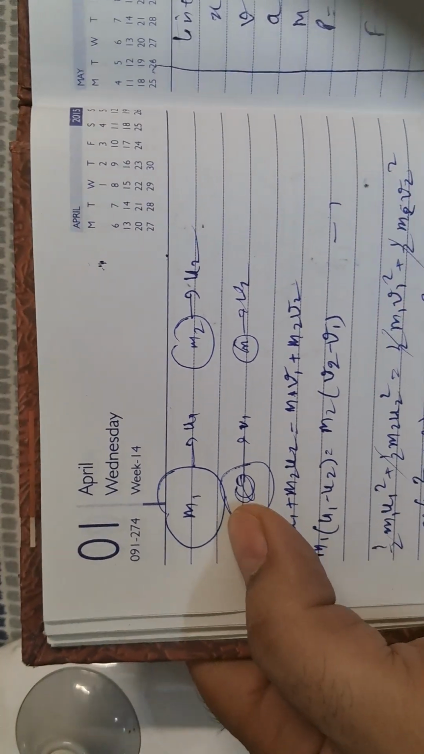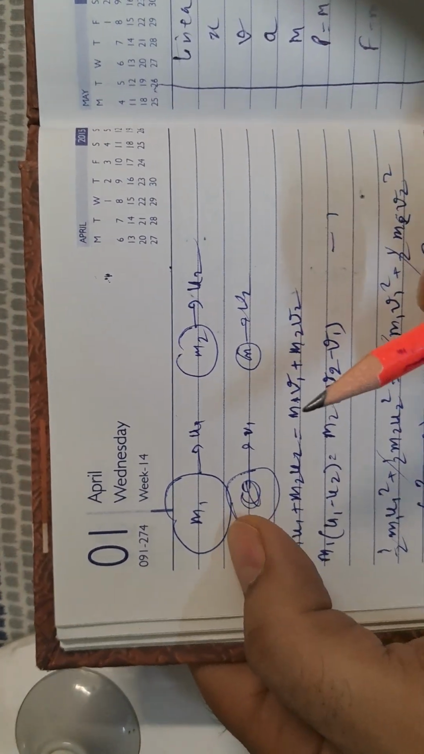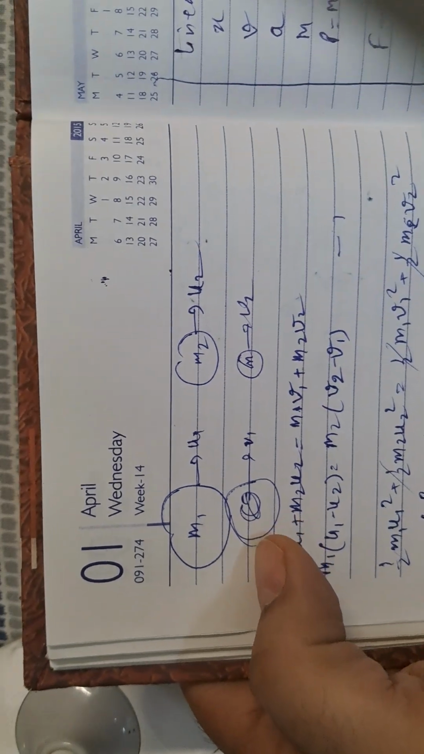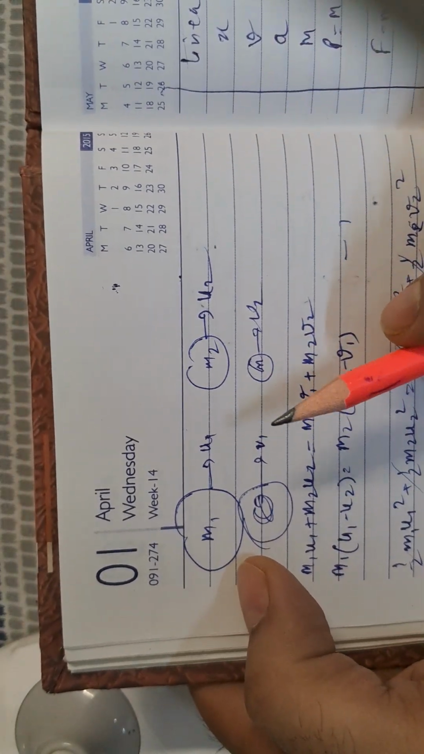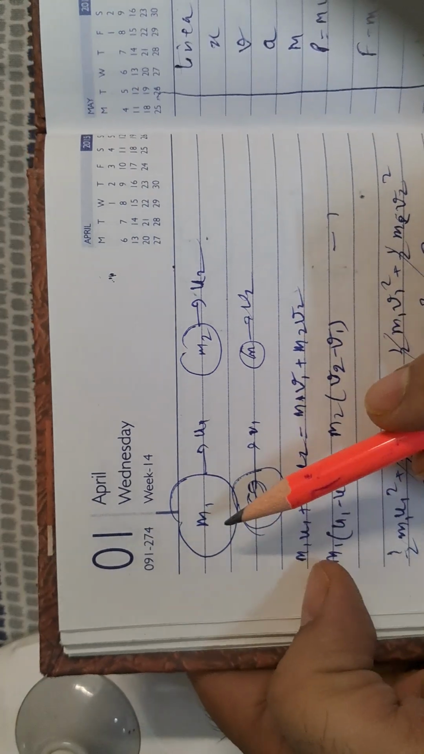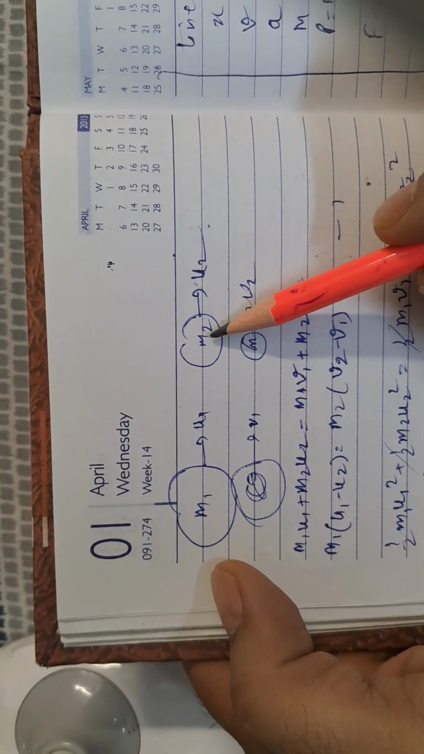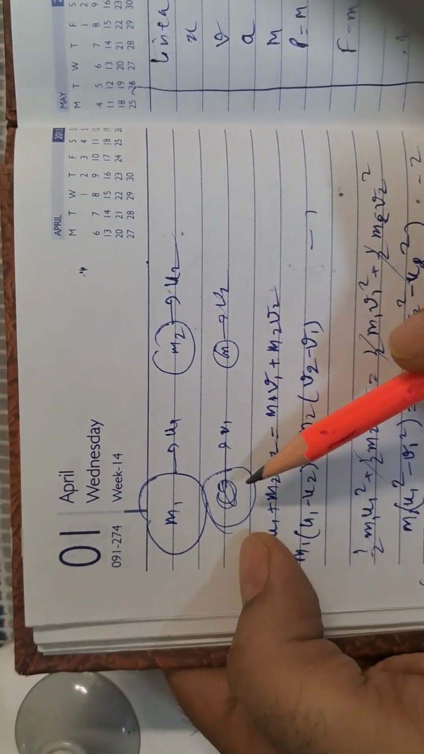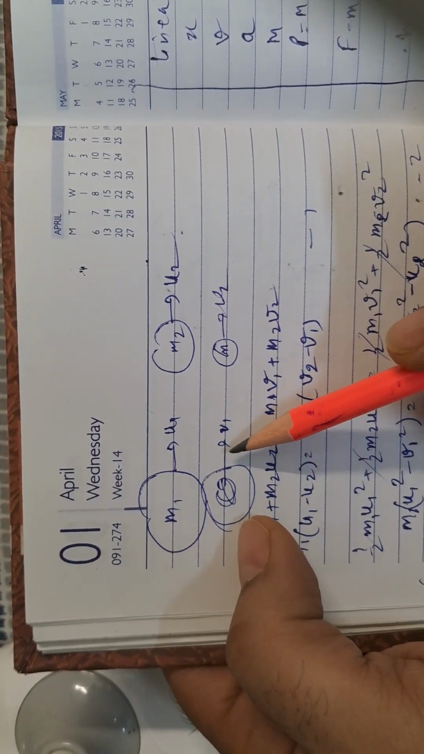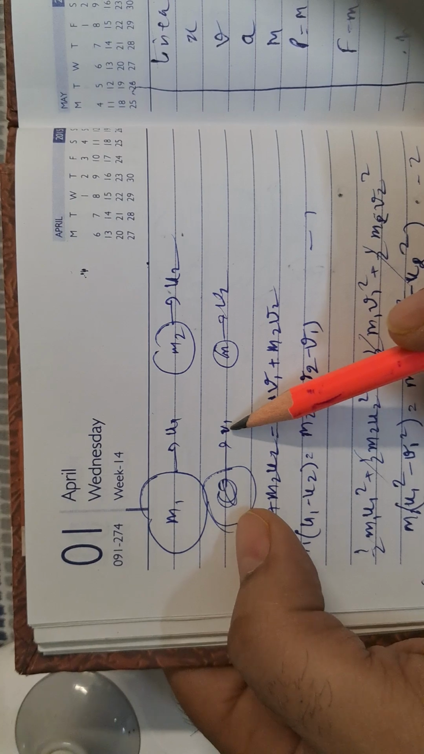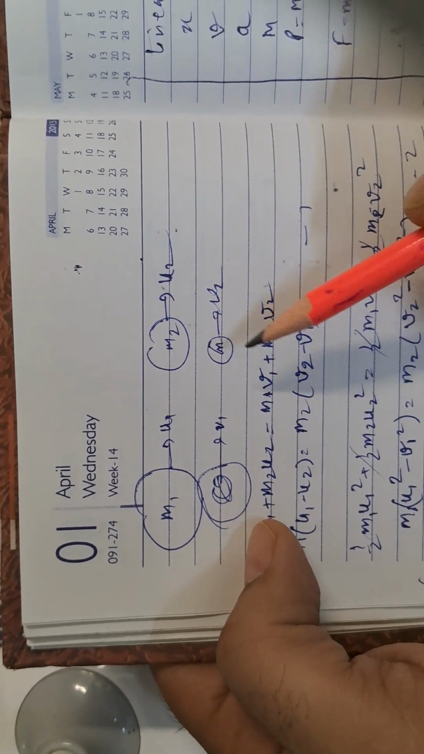Now today we will discuss the collision of two bodies in a single line. Let's suppose a mass m1 with initial velocity u1, and mass m2 with initial velocity u2, and the final velocities after collision are v1 and v2 of the first and second objects.